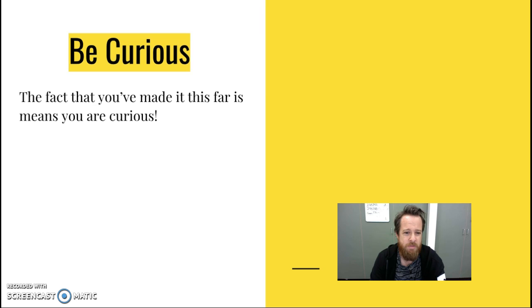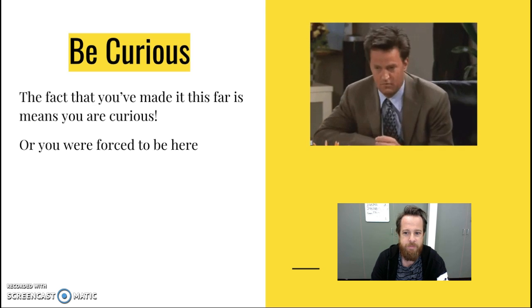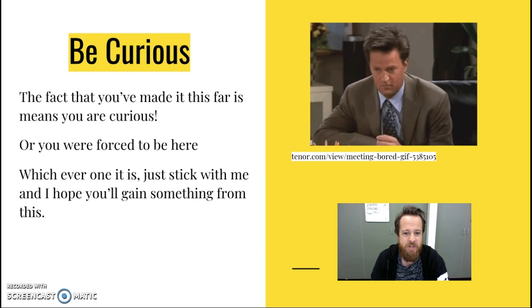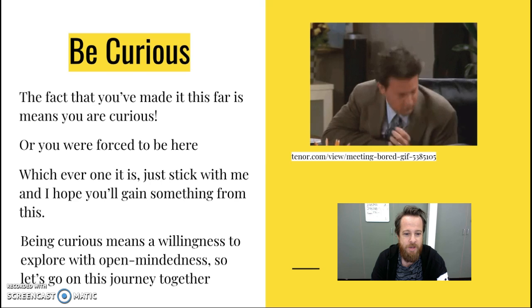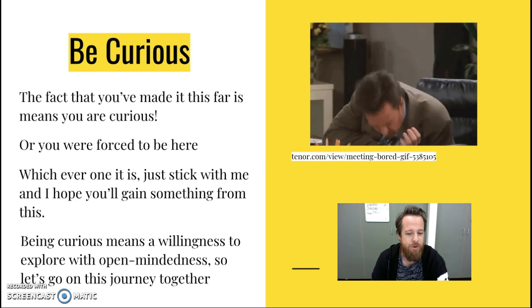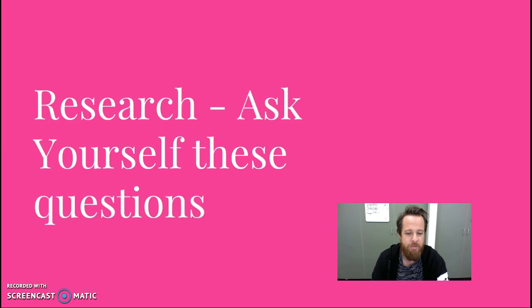The fact that you've made it this far means that you are curious, or you were forced to be here. Whichever one it is, just stick with me, and I hope you'll gain something from this. Being curious means a willingness to explore with open-mindedness, so let's go on this journey together.